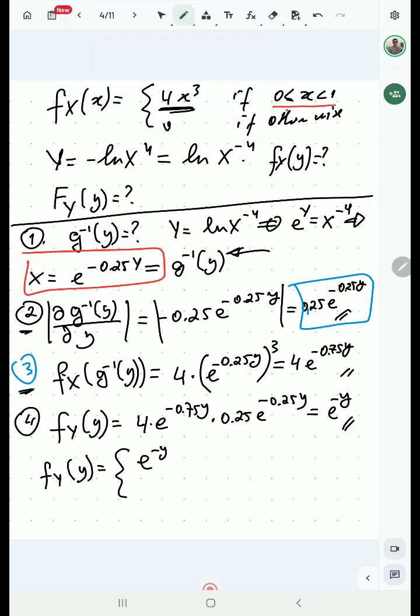x has a lower bound of 0 and an upper bound of 1. When you plug 0 into this function, you're going to receive positive infinity. And once you plug in 1, ln 1 is obviously 0. So when x varies between 0 and 1, y is going to vary between 0 and positive infinity, right? And 0 otherwise. So that is the probability density function of y.